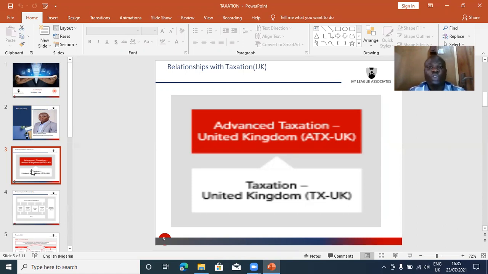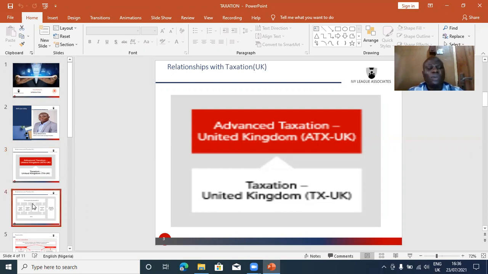It's also instructive to say that here in Nigeria, we teach the UK variant. That's why on all my slides, you see taxation UK, telling you that it's not the Nigerian variant, but the UK variant. So that is where taxation is situated within the ACCA curriculum.